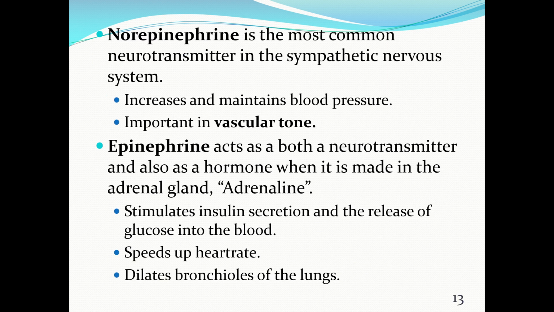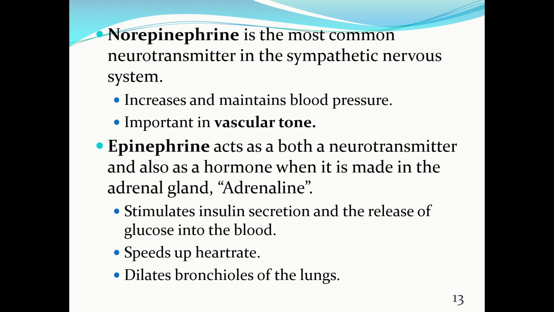All right. So let's look at norepinephrine. That's the most common neurotransmitter in the sympathetic nervous system. It increases and maintains blood pressure and is important in what we call vascular tone or vasomotor tone. So at all times, you should have some kind of blood pressure, right? Because no blood pressure means shock and death, and just can't exist in a living body. And so vasomotor tone is that baseline blood pressure that helps to make sure that blood is being proactively pumped to all the necessary regions of the body without causing damage. And norepinephrine is important in that.